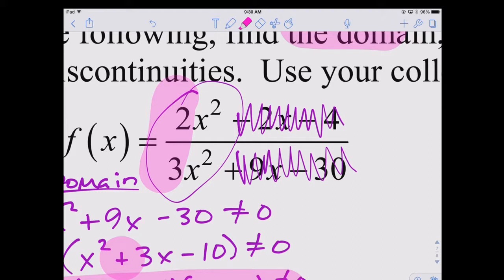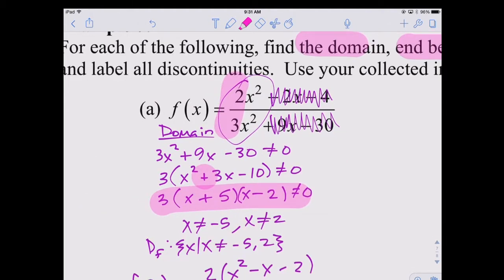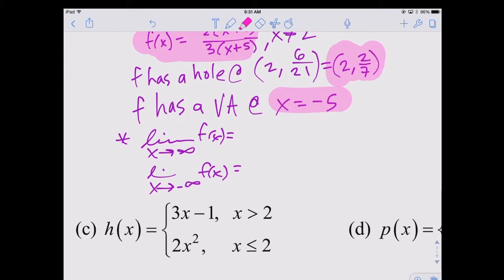If the bottom grows faster than the top, your ratios are getting smaller and smaller, approaching 0 every time. If the top had been a larger degree, like x cubed, x to the 4th, now the top's getting bigger. Now your values are going to either infinity or negative infinity, and then you plug in to figure out the sign. But we got 2/3, so the end behavior is 2/3, and it'll be the same on both sides.